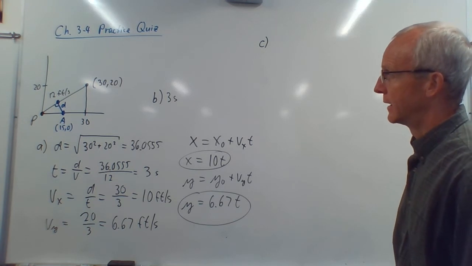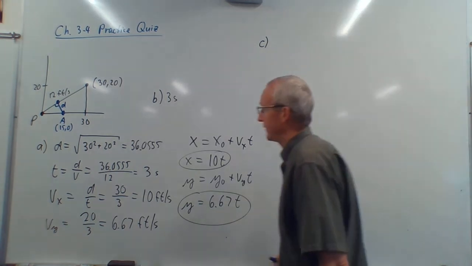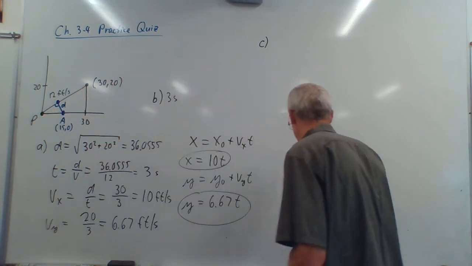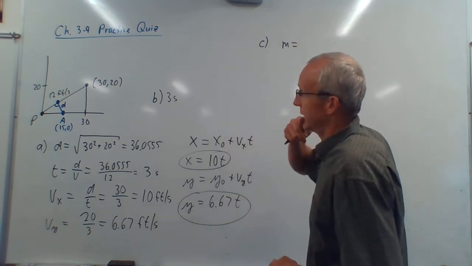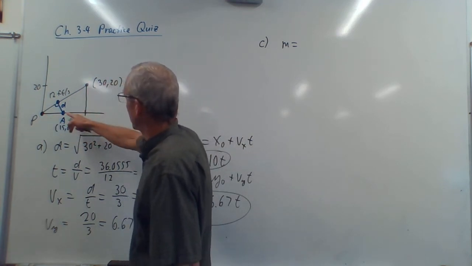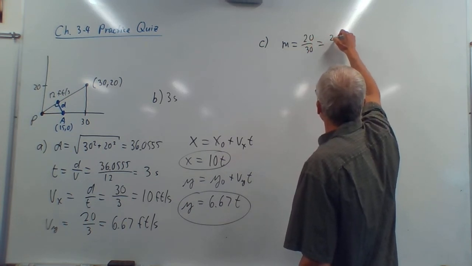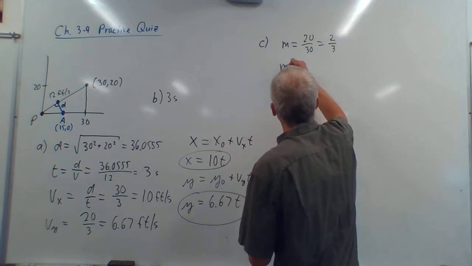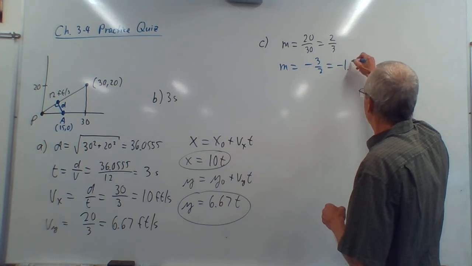All right, so let's do that. So we have a perpendicular line. Now we know the slope of the black line. That's pretty easy. The slope of the black line, m, is y over x, so it's 20 over 30, which of course is 2/3. So the slope of the blue line, m, is -3/2. That's even prettier, right? That's -1.5.